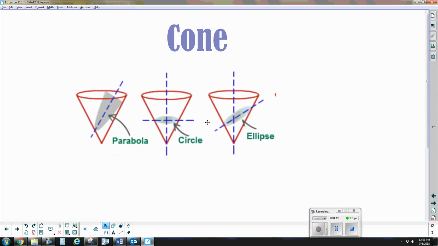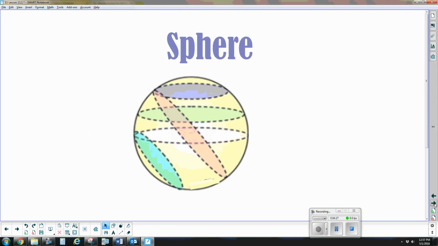A cone, you can get a few different things. You can get an ellipse, slicing it at an angle, which is an oval. You can get a circle. You could get a parabola shape. But a sphere, no matter which way you slice a sphere, you are only going to get a circle for the cross section.